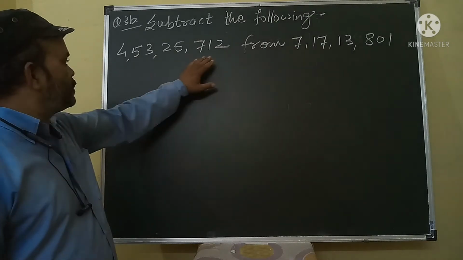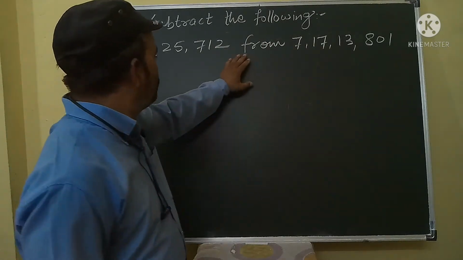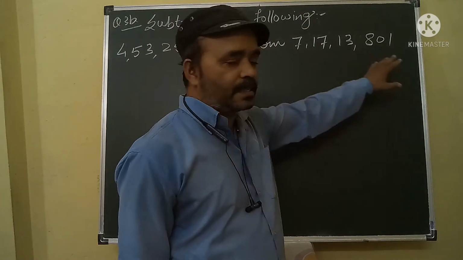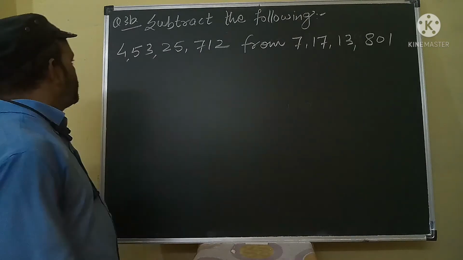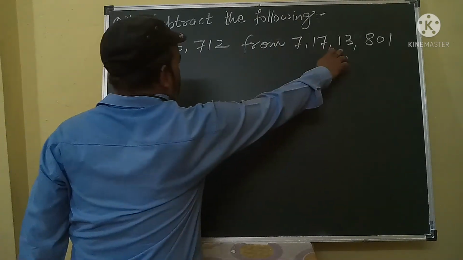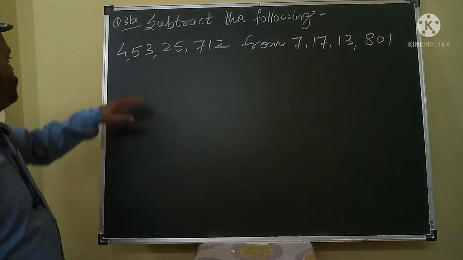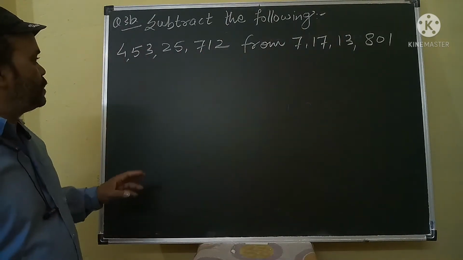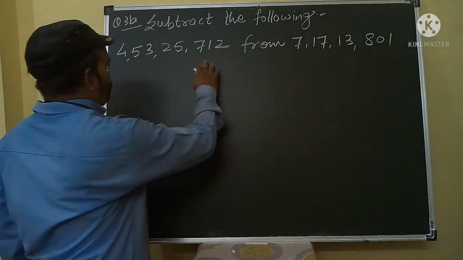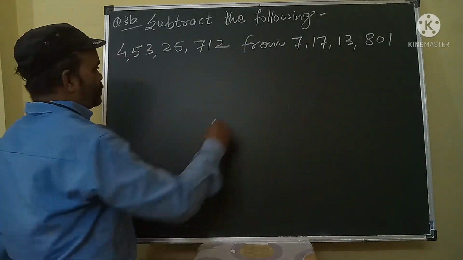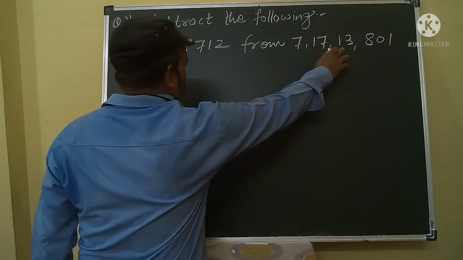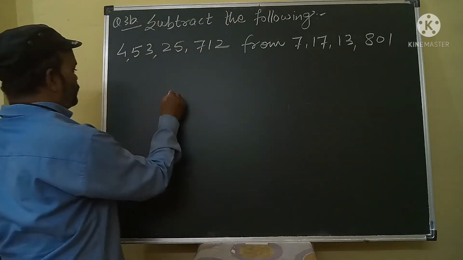17,13,801. This is first number, this is second number. That means first number subtract from second number. So what will you do? First you write the bigger number. This is 7 crores 17,13,801.